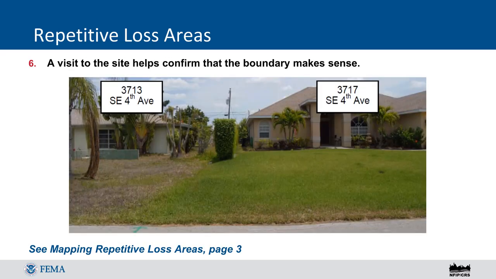That would be my assumption, but you never know what you will find until you go out and do the field work. When you go out in the field, you are quite likely to see something like this. 3717 has clearly had some fill brought in, and it is significantly higher than 3713. That might be the reason why 3713 is experiencing more claims. This photo demonstrates why a field visit helps you confirm that the boundaries you draw actually make sense. Again, it is up to you to determine what your causes of losses are. That is not something that ISO can directly help you with. It is unique to each individual community and the areas you define.